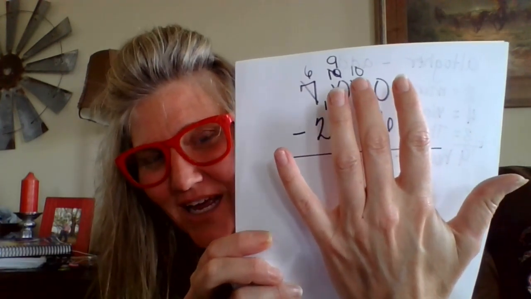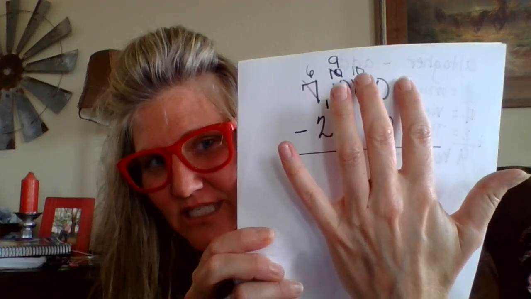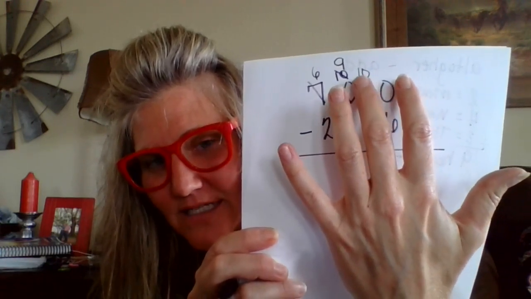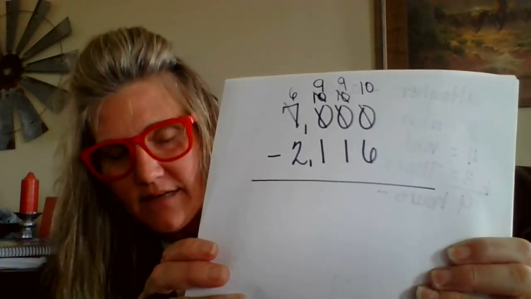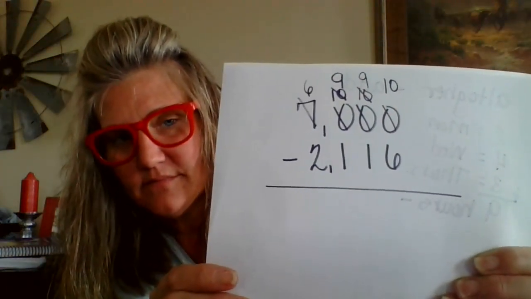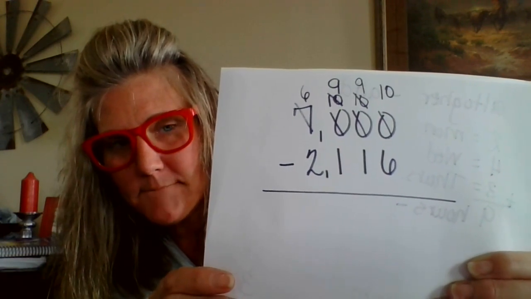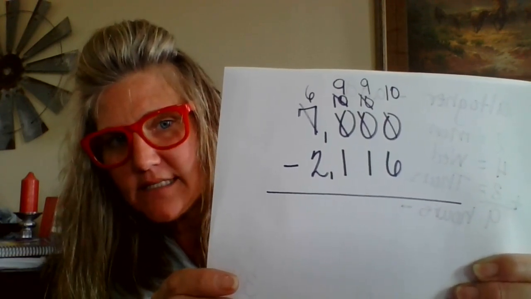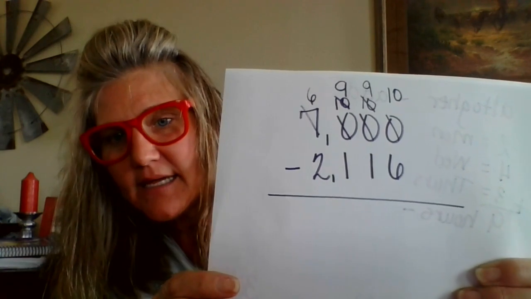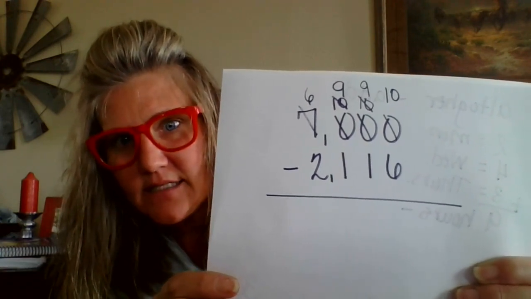Okay? So, guess what? Mr. 0 can get a 1 now. So you're going to take a 1 away from the 10, make that a 9, and make that 0 in the 1's place a 10. Okay? Now, 10 minus 6, can I do that? Yes, I can. 10 minus 6 is 4.